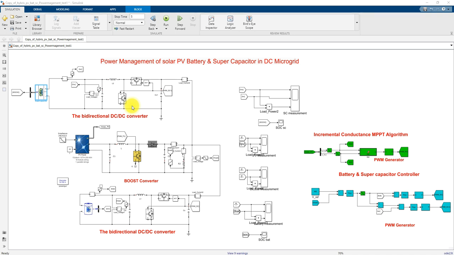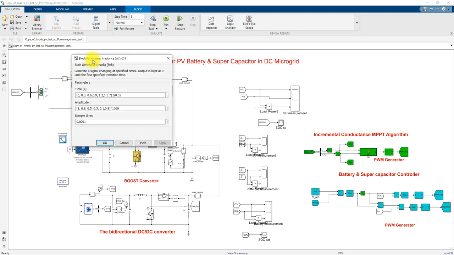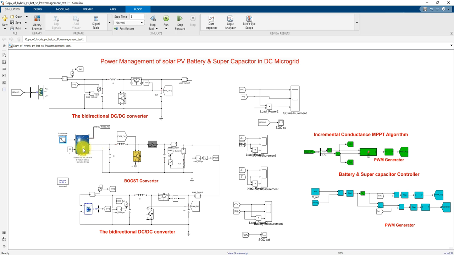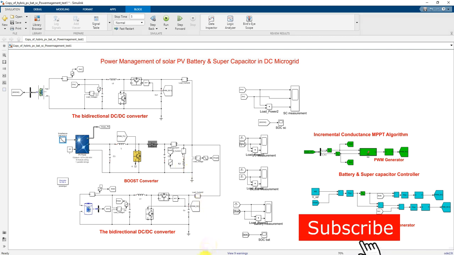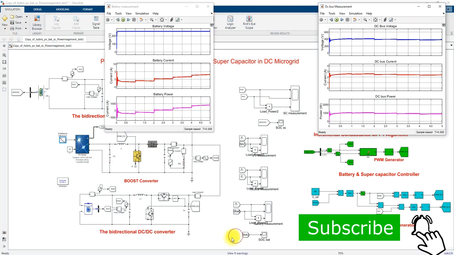Next, you have to analyze the simulation result. Here we created an irradiation variation. You can see that the irradiation is varied: 1000, 800, 500, 300 and 100, every 1 second. Then you have to see the response of the PV voltage, current and power, the battery voltage and current, the supercapacitor voltage and current, and then the DC bus voltage, current and power. We have already simulated this model.